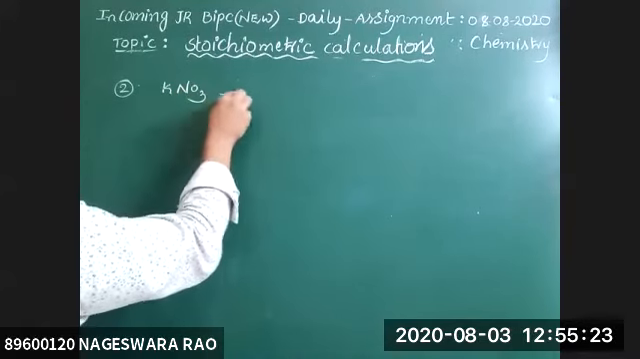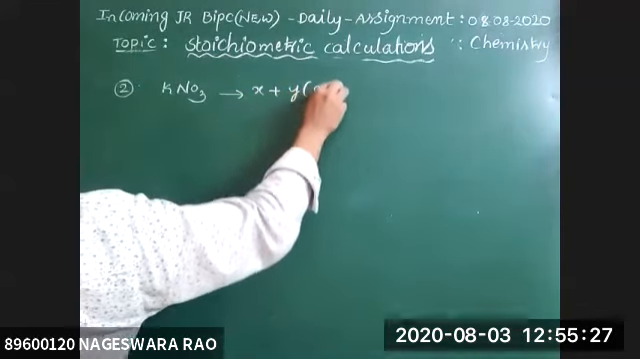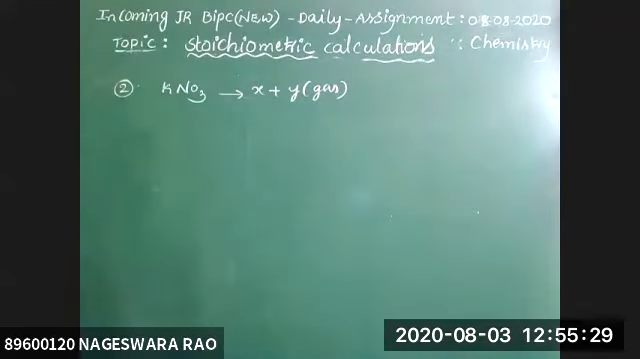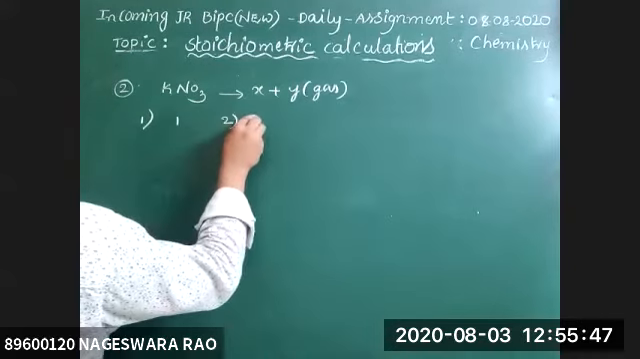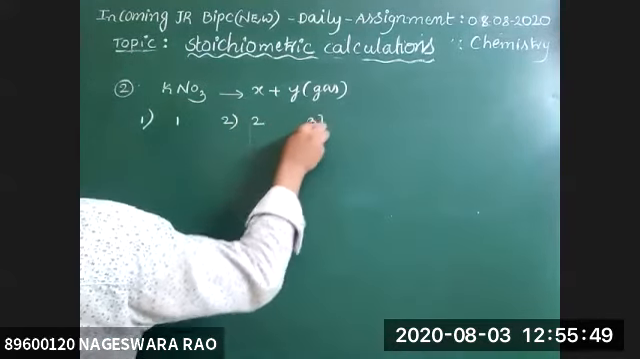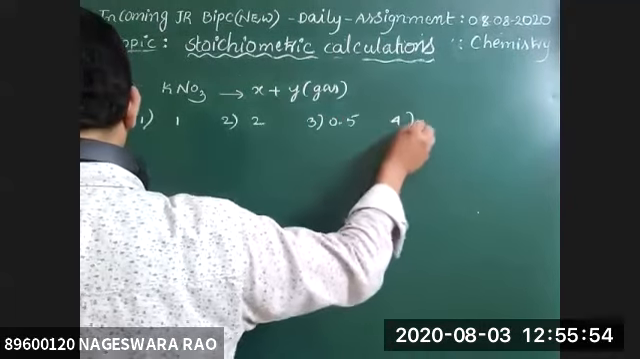KNO3 decomposes to give X plus Y. Y is a gas. Number of moles of Y is: 1, 2, 3, 0.5, 4, 3.